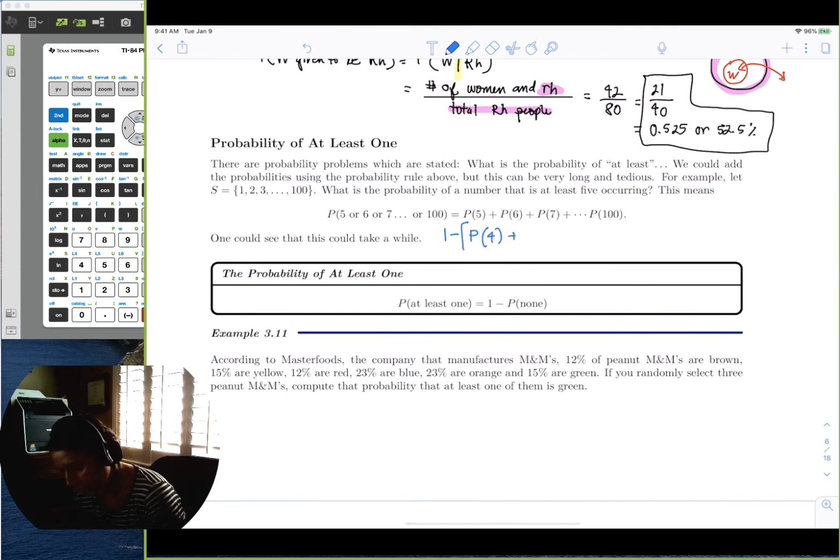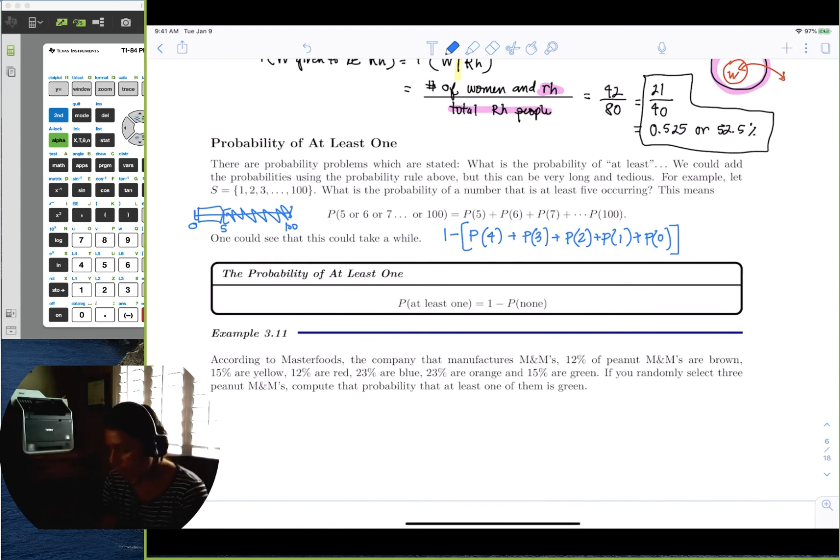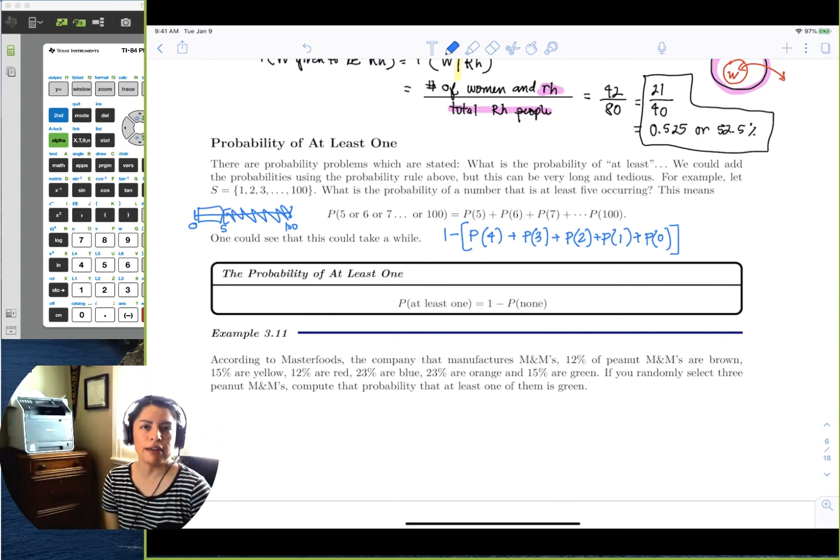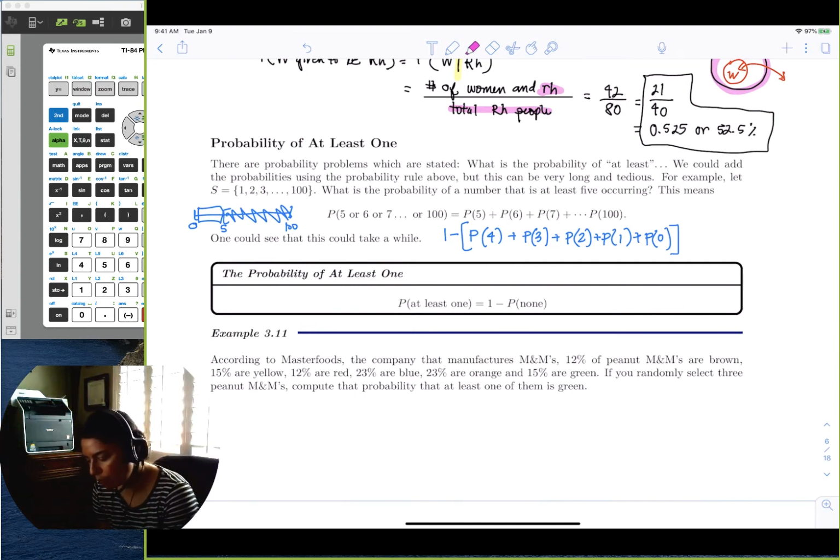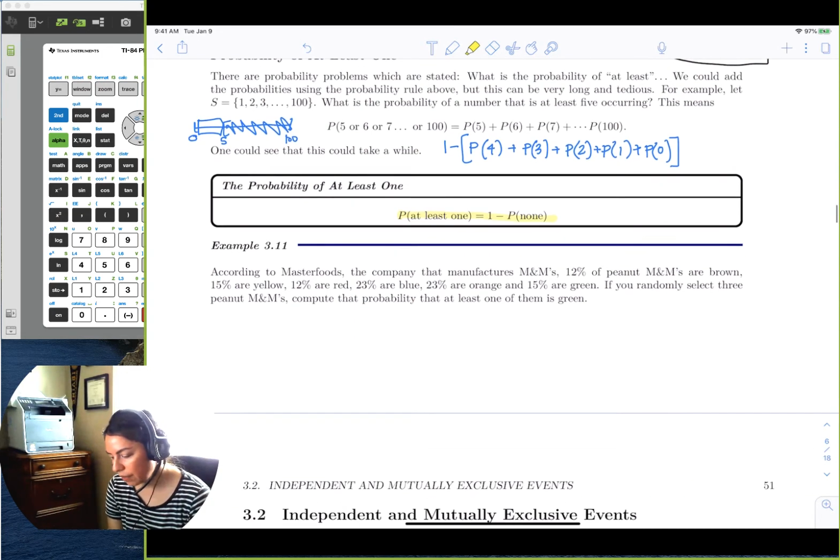So 4, plus the probability of 3, plus the probability of 2, plus the probability of 1, plus the probability of 0. So essentially what you're doing is you're taking the 100 and you only want 5 to 100. And so you're just going to take everything here, which is only 5 probabilities versus 95. So the probability of at least one just makes it a little bit simpler. And so we just have this formula that says the probability of at least one is equal to 1 minus the probability of none.